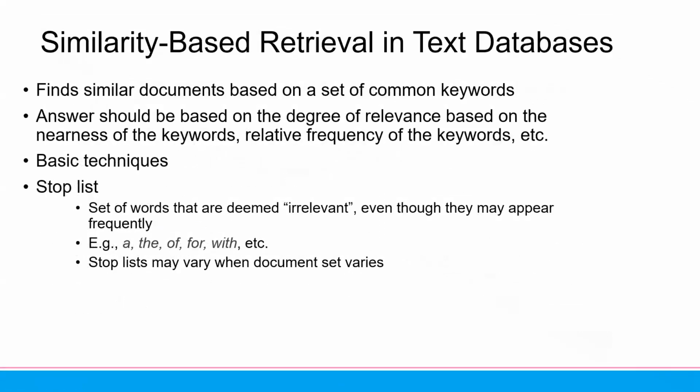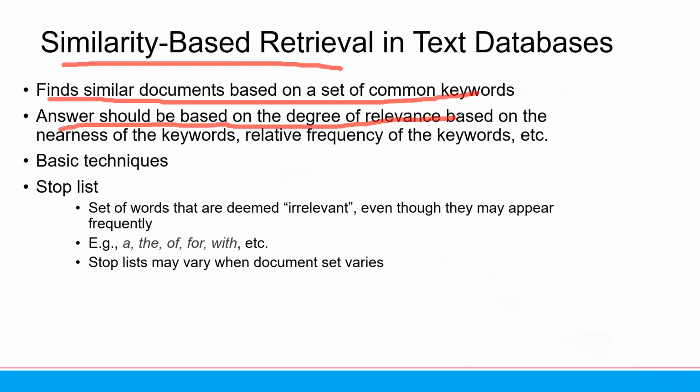So in the text database, usually we have some ways to measure the similarity. In time series, we learned about similarity. In the text database, we can also deal with similarity. We can find similar documents based on a set of common keywords. The answer should be based on the degree of relevance, the nearness of the keywords, the relative frequency of the keywords, and so on.